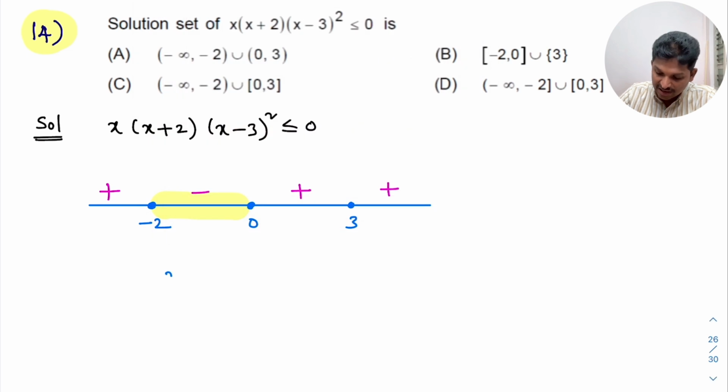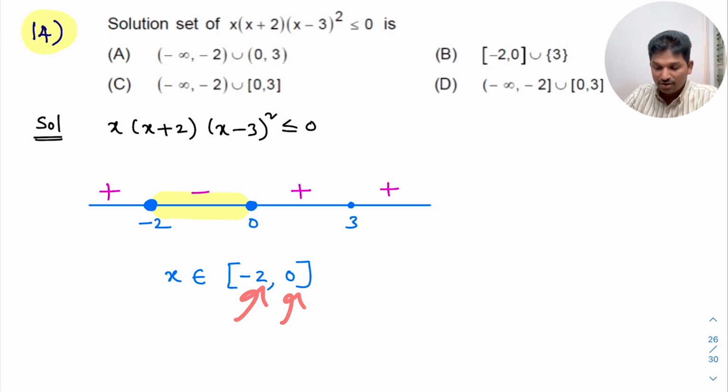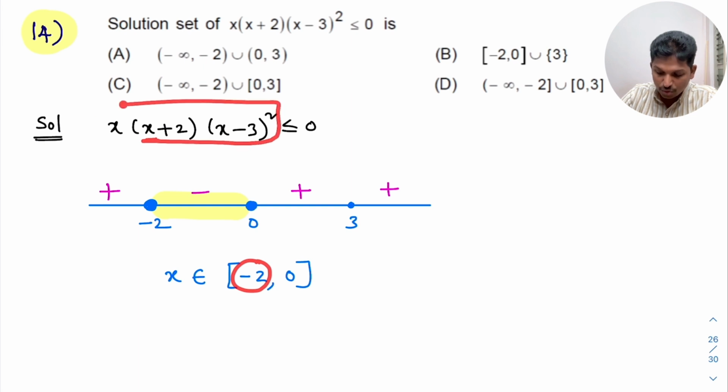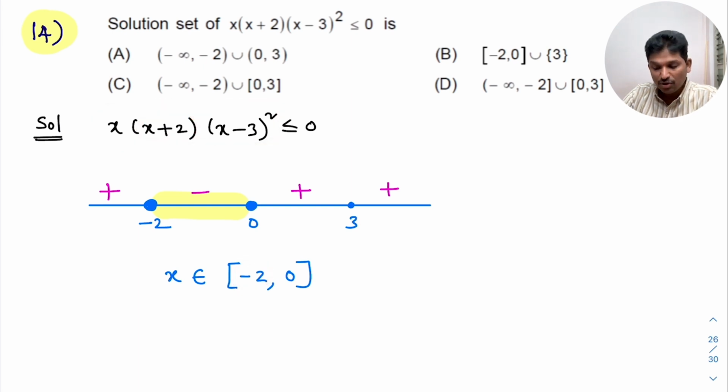Observe carefully. X belongs to, as less than or equal to is there, this 2 is also part of the solution. I'll highlight this. 2 is also part of the solution. 0 is also part of the solution. Okay. X belongs to closed interval minus 2 to 0. Minus 2 is included. 0 is also included. Why? Because in place of x, if you write minus 2, this whole thing will become 0. As this is 0, this whole thing is 0. Here equal to 0 is there, na? Right? 0 is also included.